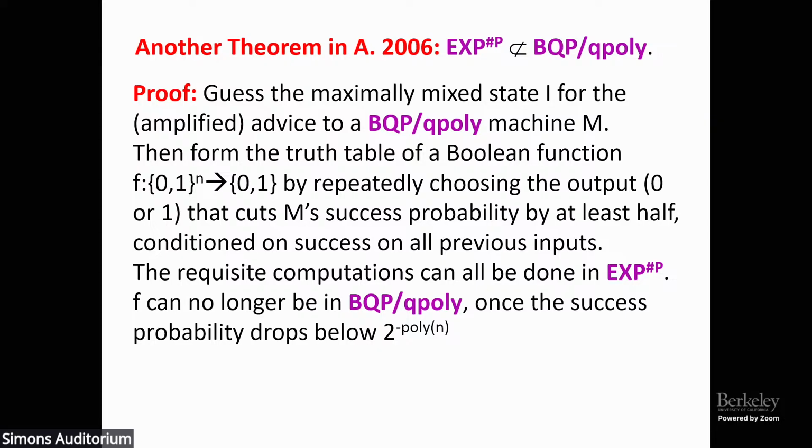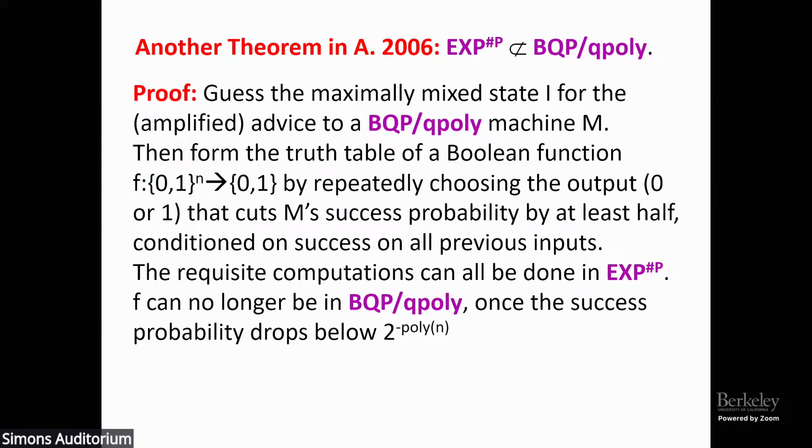So we guess the maximally mixed state for amplified advice to our BQP/qpoly machine M. And then we're going to form the truth table of a Boolean function f that's supposed to be hard, that's supposed to not be in this class. How are we going to do it? We're just going to start at the top of the truth table and work down. At each place, we're going to put whichever value, 0 or 1, cuts the probability that our machine accepts by at least half. So we're going to take whichever is the less popular outcome, right?